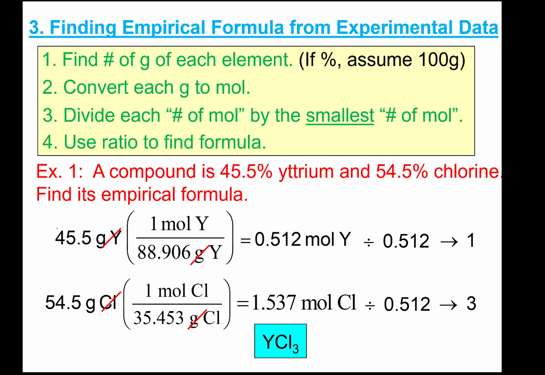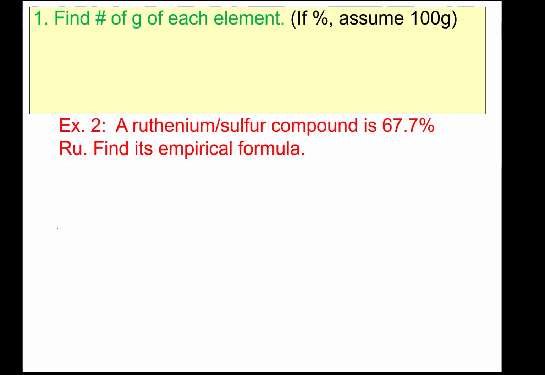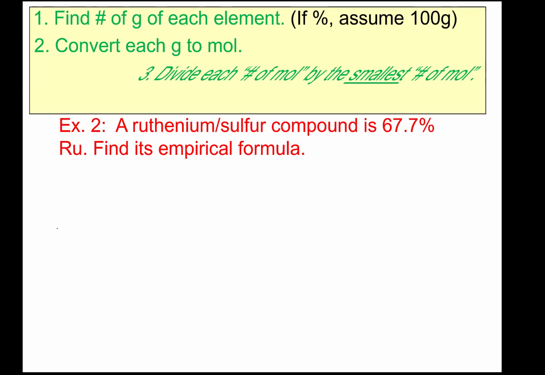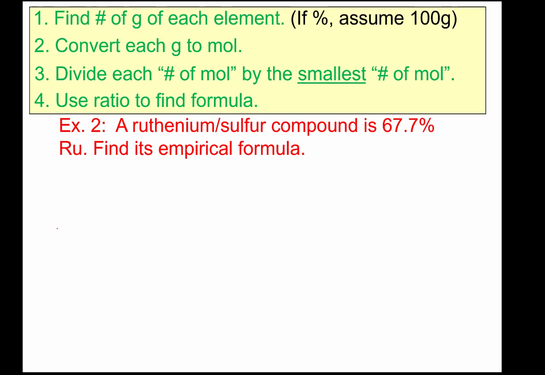Again, the poem: percent to mass, mass to mole, divide by small, multiply till whole. Let's look at another example. Here are our steps again. A ruthenium sulfur compound is 67.7% ruthenium. So how much sulfur is it? Well, 100 minus 67.7 tells us how much sulfur there is. Find the empirical formula.